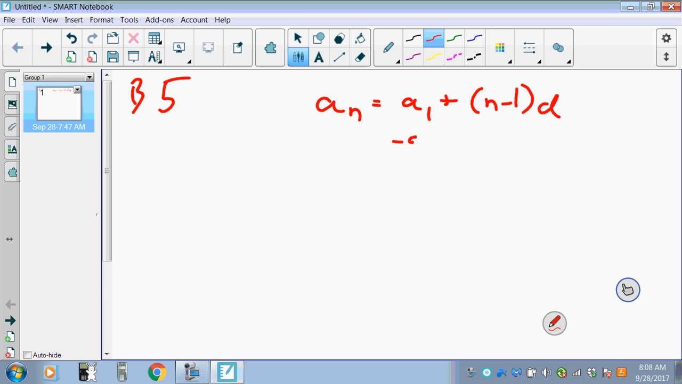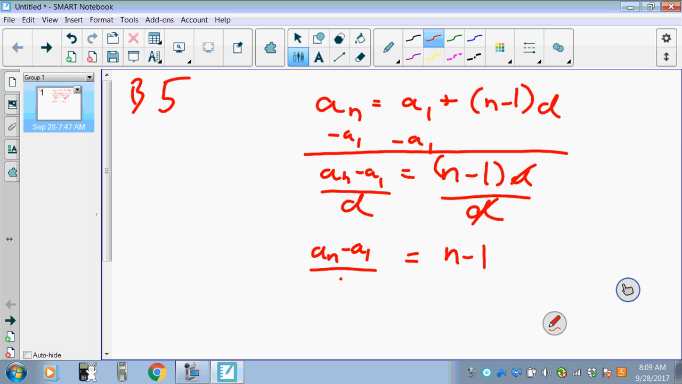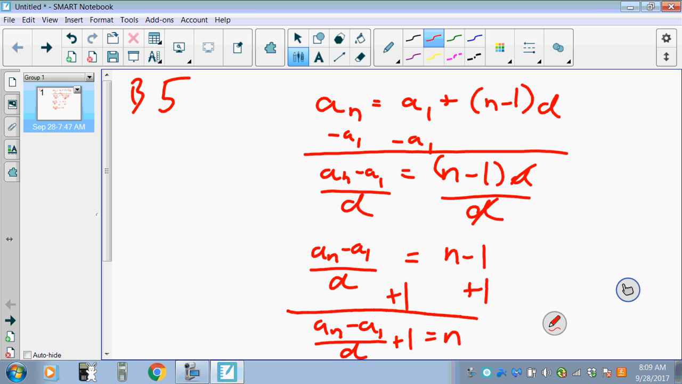So again, do your addition and subtraction first. You have an minus a1 is equal to n minus 1 times d. Again, you could distribute the d, but skip that. Just divide the whole thing. So I have n minus 1 is equal to the an minus a first over the d, and then go ahead and add your 1 to both sides. Now remember, this fraction has to just have the 1 tagged on the end of it. So this is kind of a tricky problem, especially because at this point in the year you have no idea what this means. But this would be your answer.